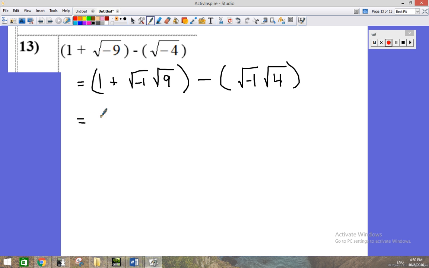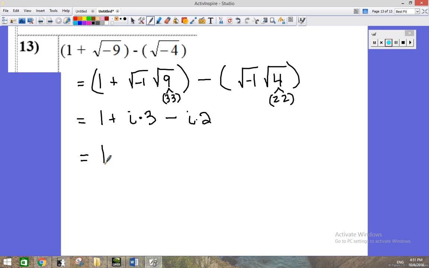Here, let's have 1 plus, by definition, the square root of negative 1 is i. And I can break 9 down to 3 times 3. I know that the square root of 9 is 3. That's a multiplication. I'm subtracting. Well, when I look here, the square root of negative 1 by definition is i. I can break 4 down to 2 times 2, so I have a pair of 2's. So this is just times 2i.